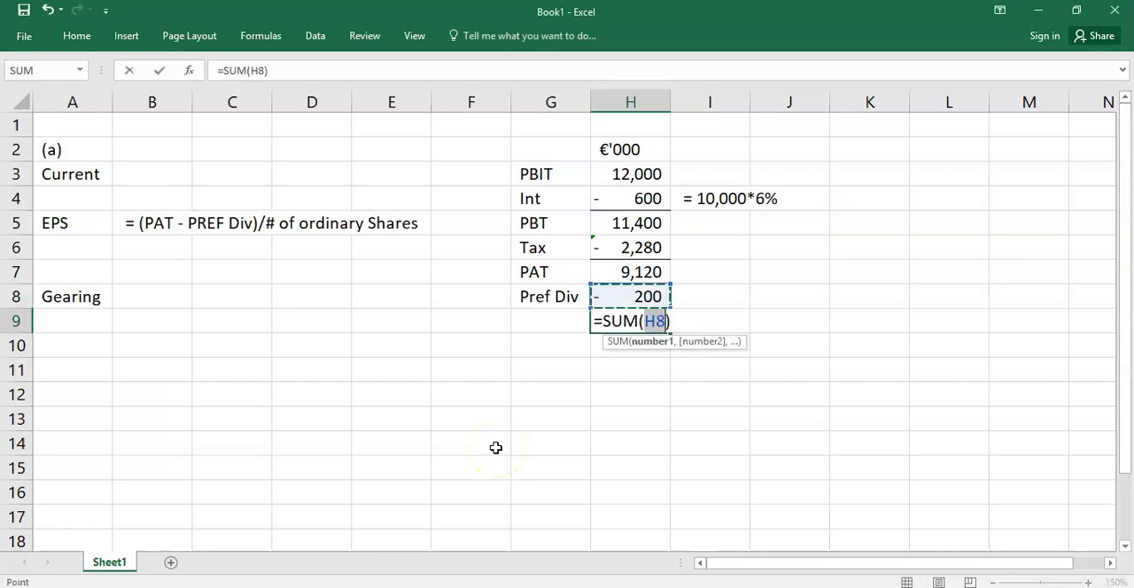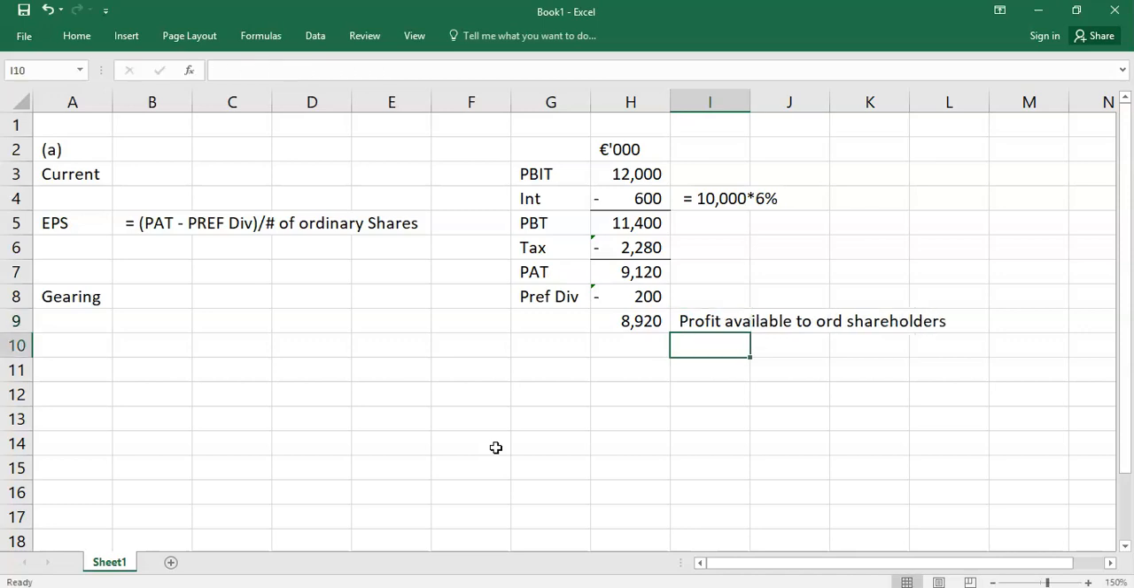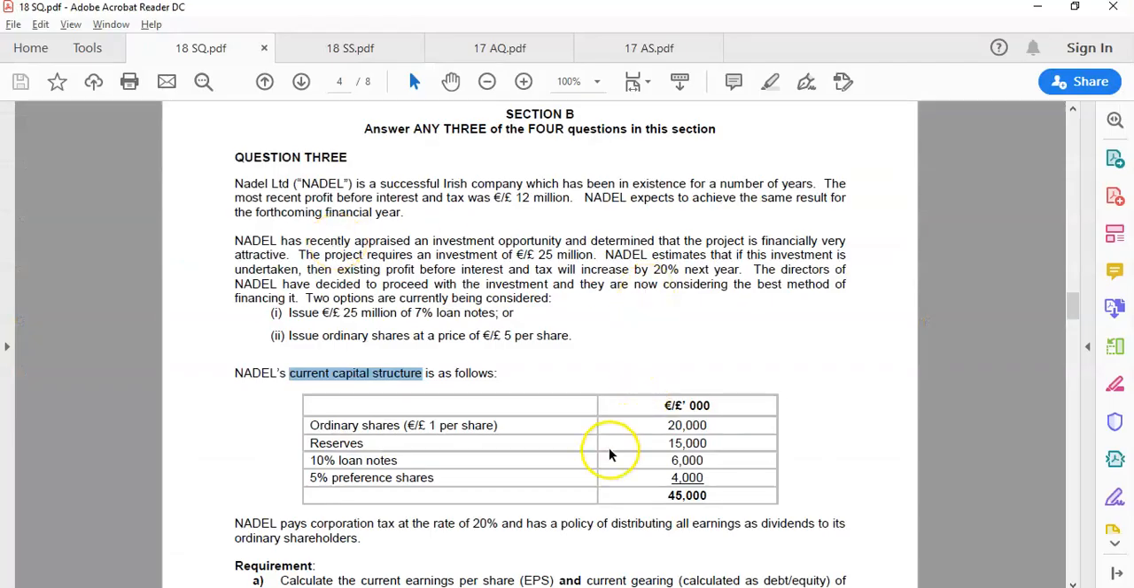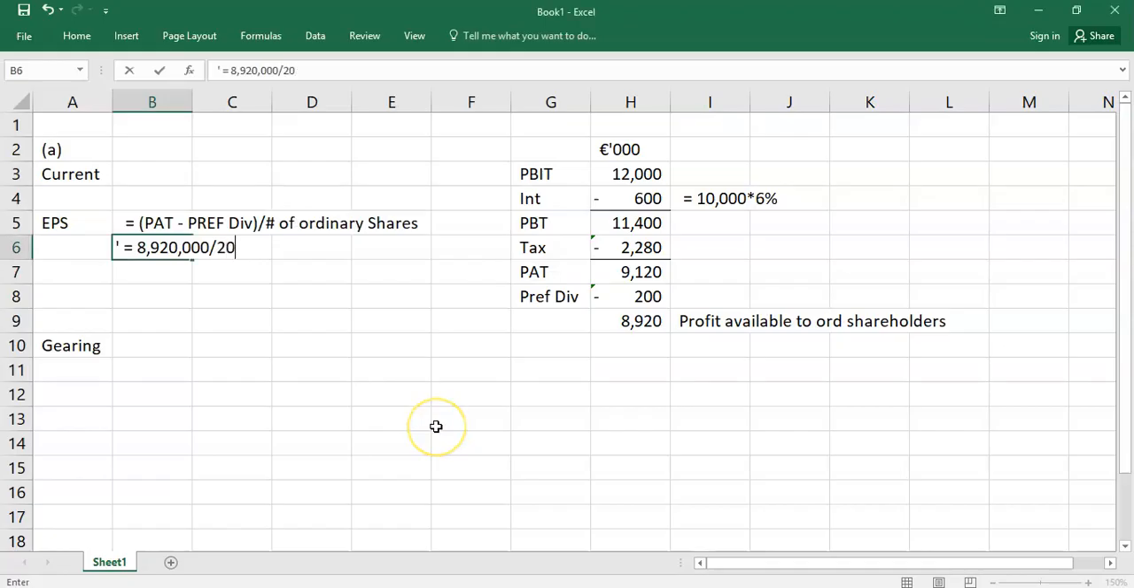So that means what's actually available to ordinary shareholders, that is profit available to ordinary shareholders, is 8.9 million. So that is what you're going to put as the top of your formula, 8,920. And we'll put it in the full millions because you're going to put the full number of ordinary shares. Ordinary share capital is 20 million euro and €1 per share, which means you have 20 million shares. So 8,920 divided by 20 million.